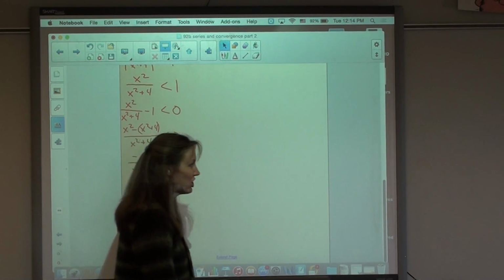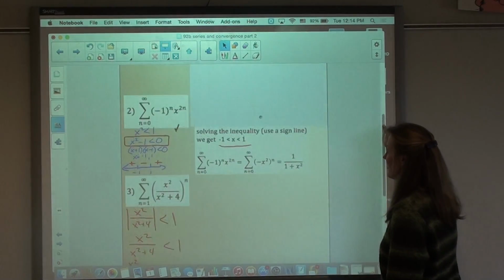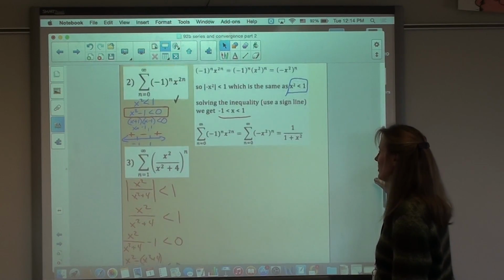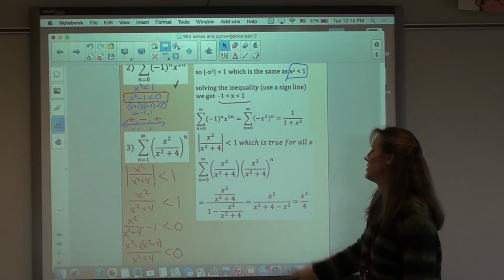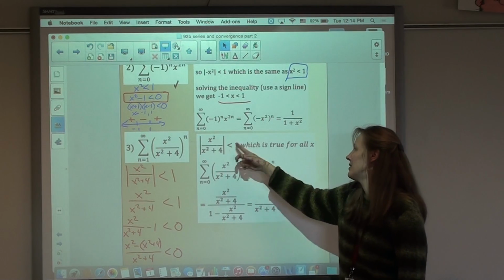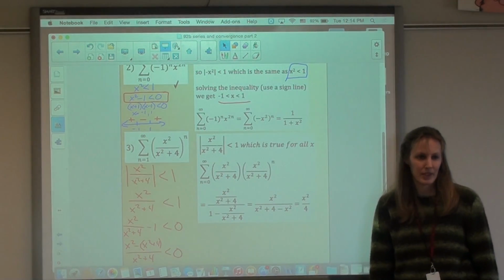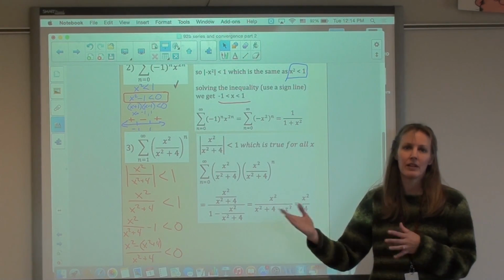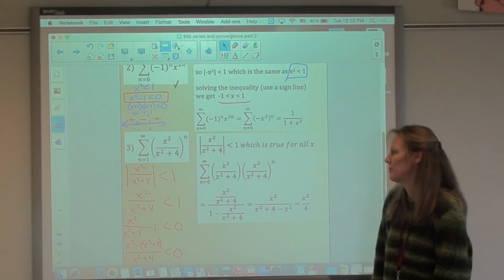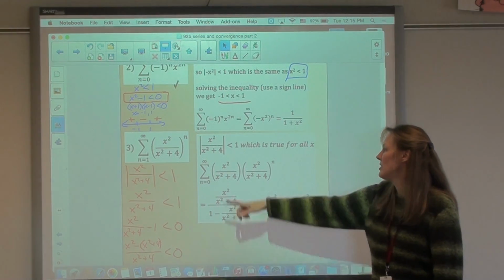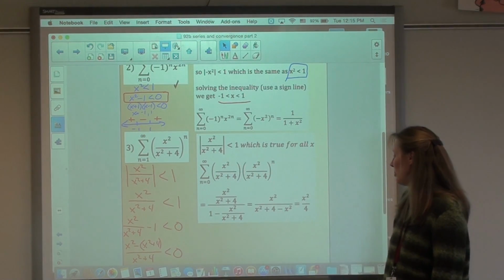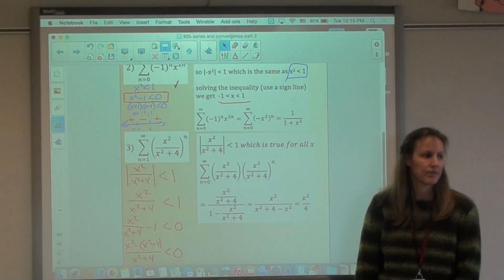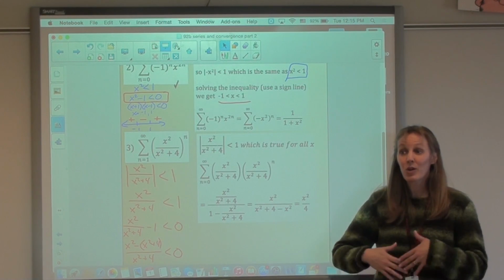But if you can just look at it and think about it, that's fine, right? There's nothing wrong with looking at it and thinking about it. So when I did this one, that's what I did. I just said, hey, look, this is always less than 1. So there you go. So it's true for all x. So you could have negative infinity less than x less than infinity, something like that. But then you still have to write it starting with 0 and so on. Find your sum, which is x squared over x squared plus 4. Questions?